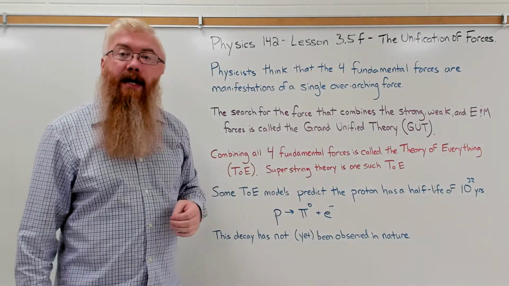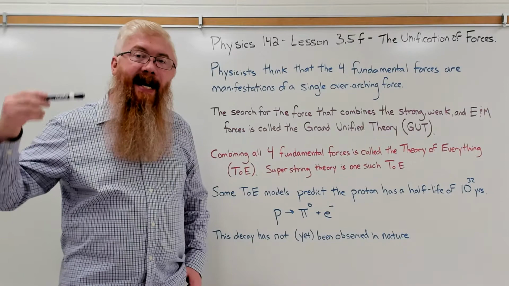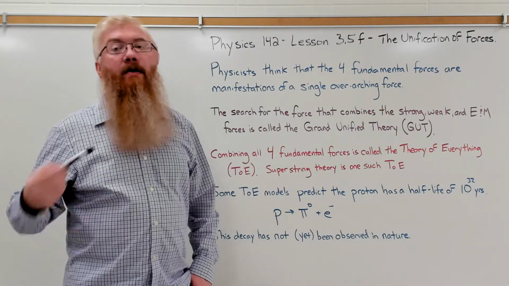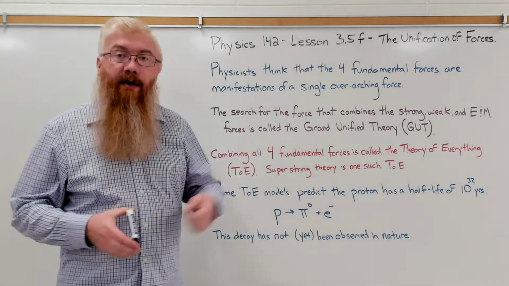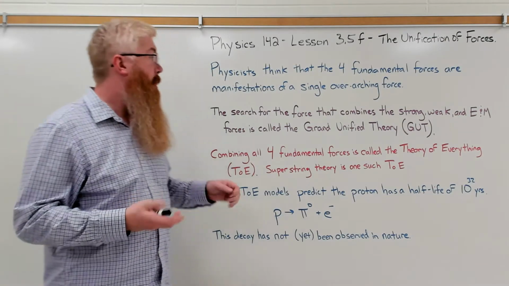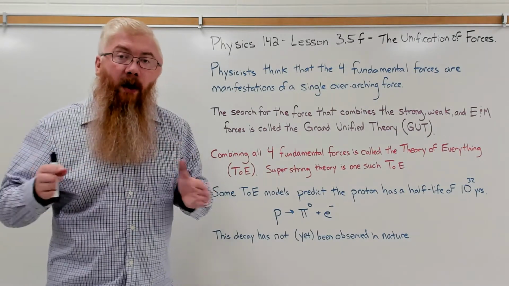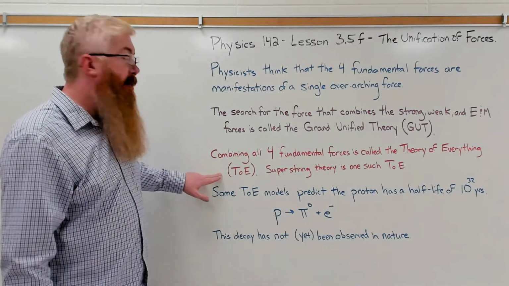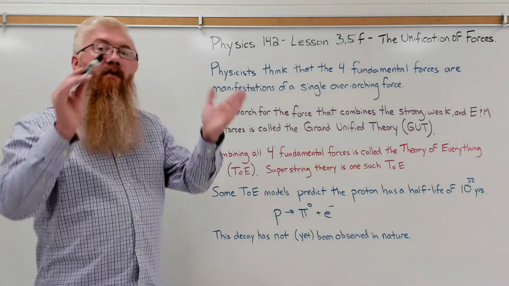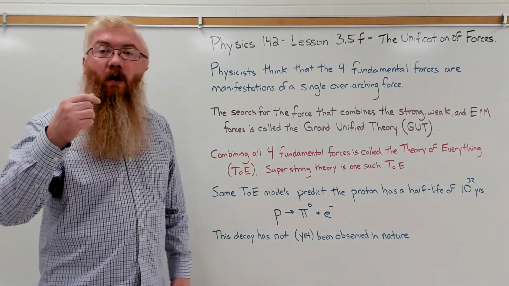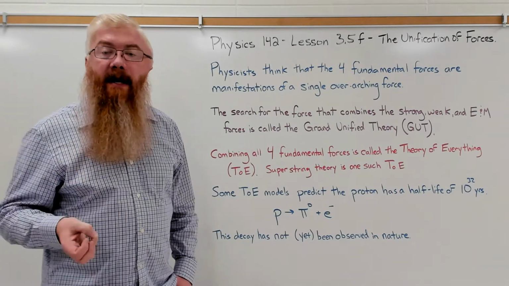Note that gravity is not included in grand unified theories because gravity, if you remember, is 10 to the 38 times weaker than the nuclear strong force. It's ridiculously, absurdly weak compared to the other three forces in the universe. If you want to combine gravity and talk about an underlying force for all four fundamental forces of the universe, that's called the theory of everything. So the theory of everything is trying to create a single overarching theory that explains where the strong force comes from, where the nuclear weak force comes from, where gravity comes from, where the electromagnetic force comes from.